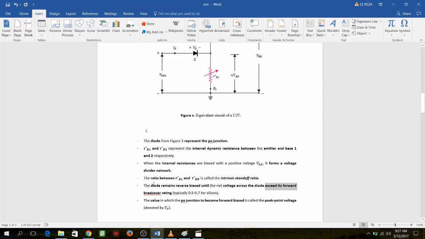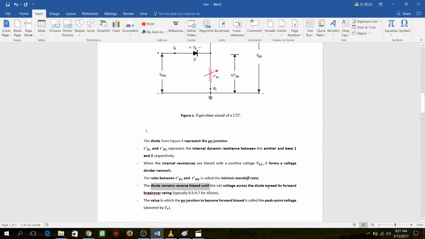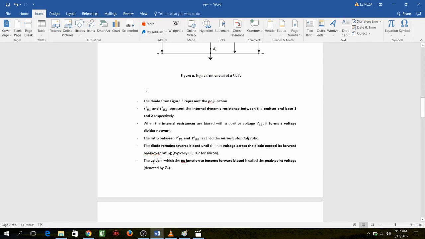So that's why the diode will remain reverse biased until the voltage across this diode is greater than or exceeds its forward breakover rating, which for a silicon diode is 0.5 to 0.7 volt. The value at which the PN junction becomes forward biased is what you call the peak point voltage. We will elaborate on this more in the characteristic curve.